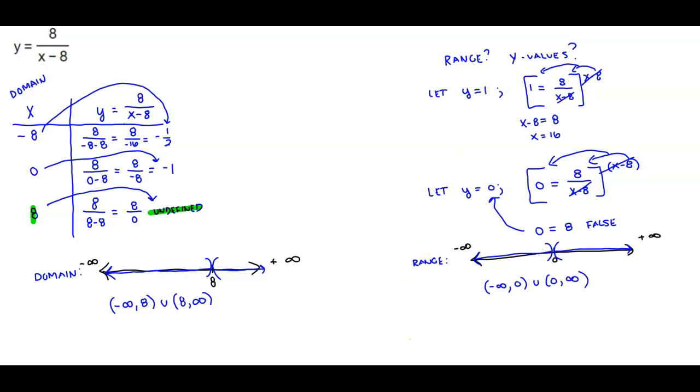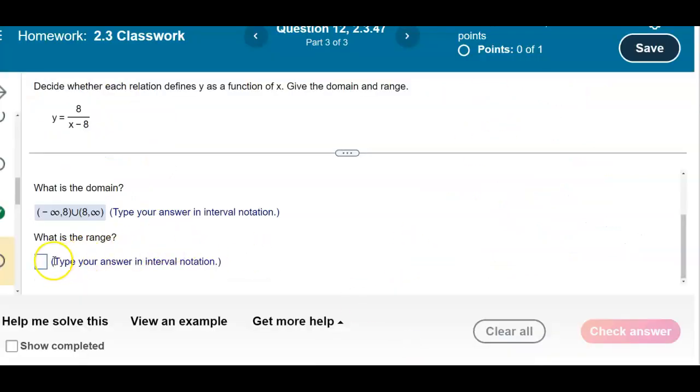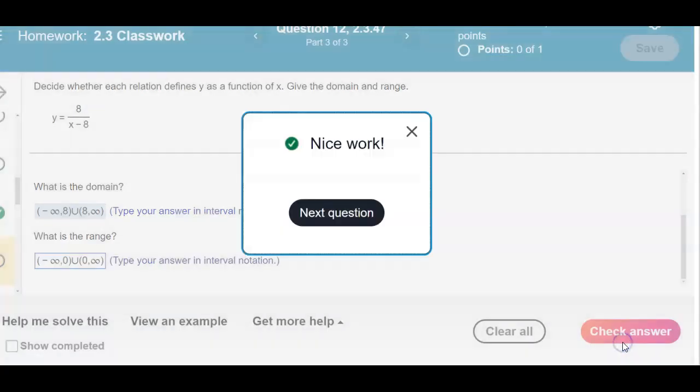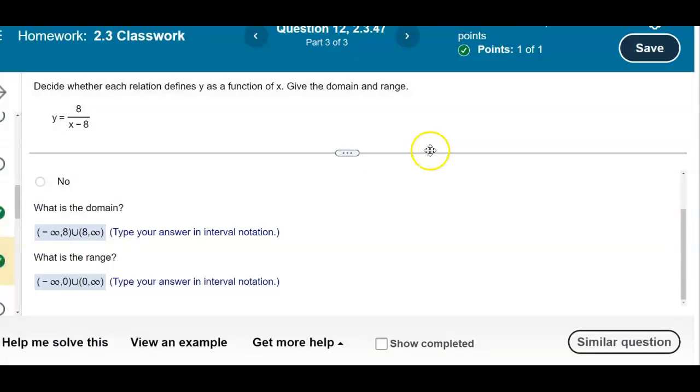Let's go ahead and put that into our answer here. So we have parenthesis negative infinity, comma, 0 with a parenthesis, and then union parenthesis 0, comma, positive infinity with the parenthesis, and let's check our answer. Okay, now let's just take a look at what this graph would look like on Desmos.